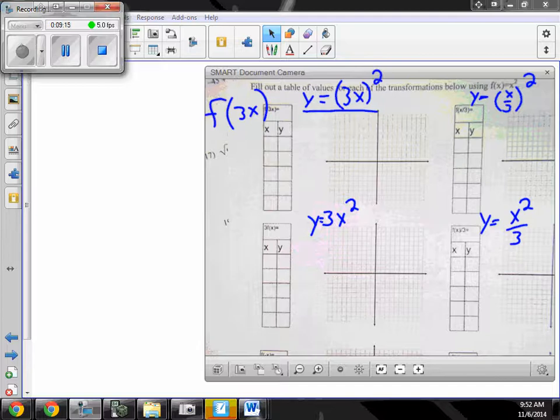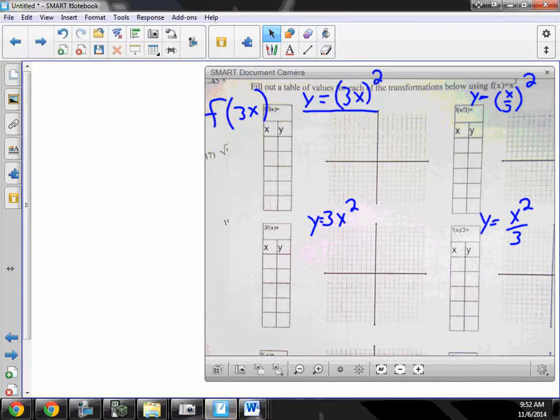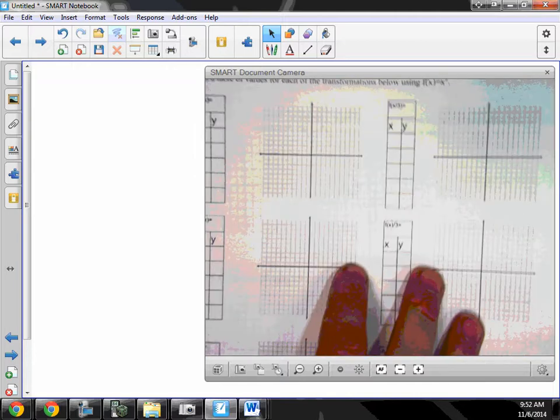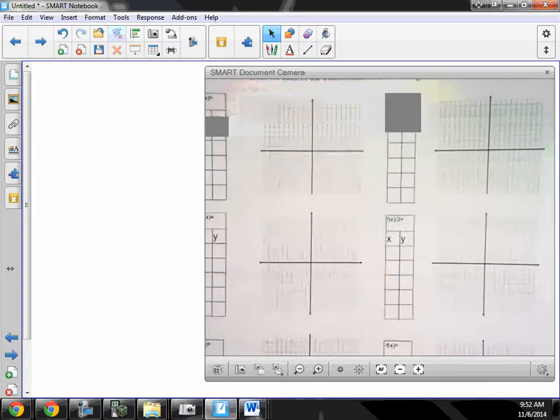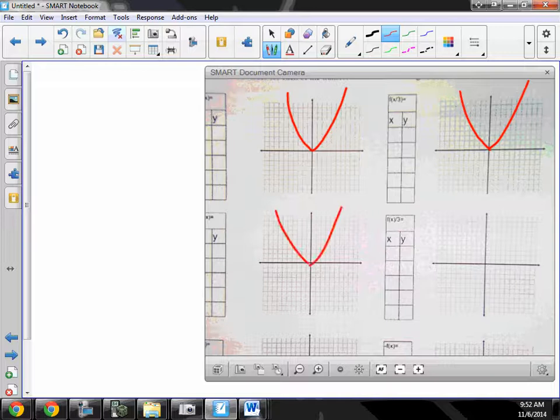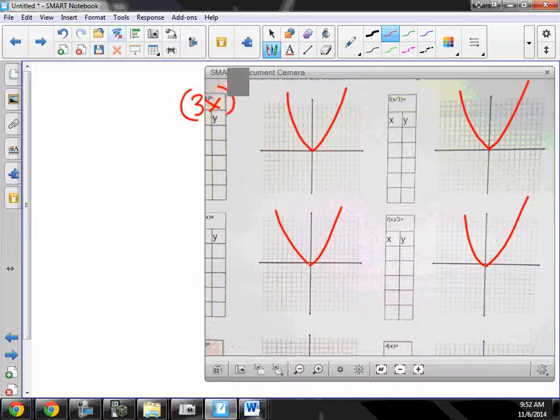So let's look at these first 4. And I'm going to draw the parent function on all of them. You don't need to. So this is what x squared looks like. The first one is 3x squared. What's the difference between x squared and the quantity 3x squared? It's a lot thinner.